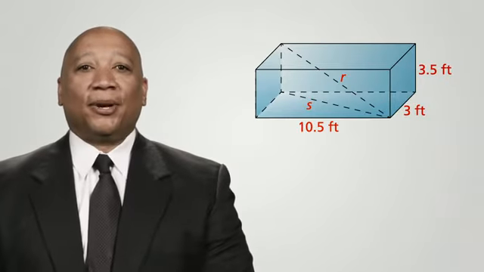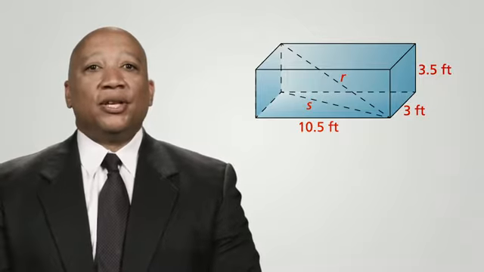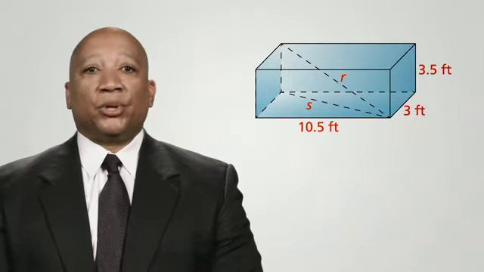Students also explore the converse of the Pythagorean Theorem, investigating which combination of side lengths ensure a right triangle. Later, students apply the Pythagorean Theorem in real-world contexts. For example, they use the Pythagorean Theorem to find the missing lengths in the rectangular prism.